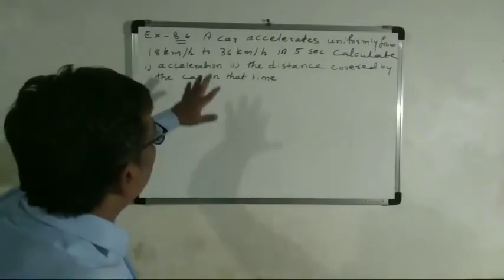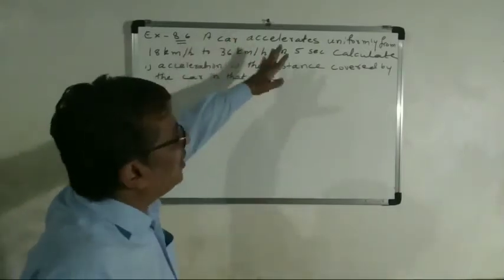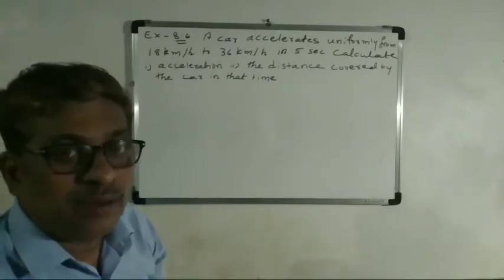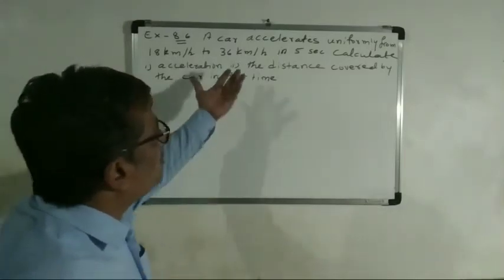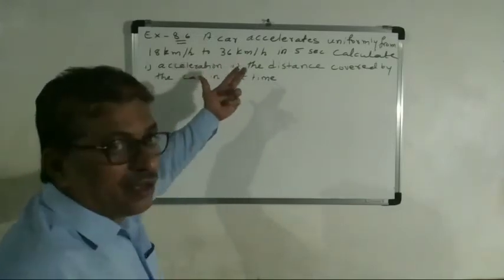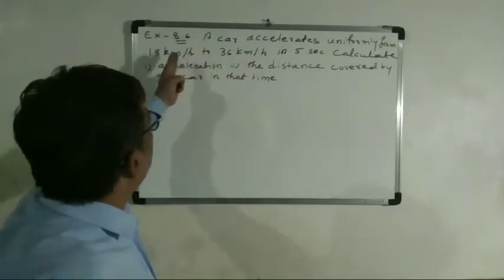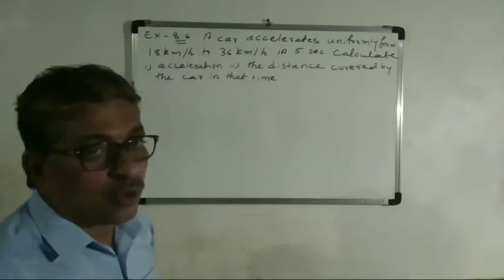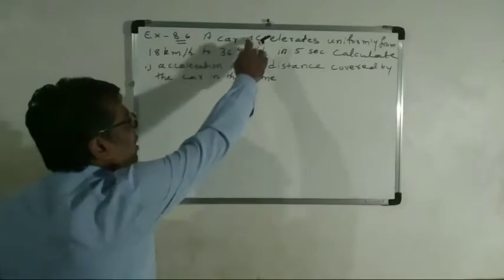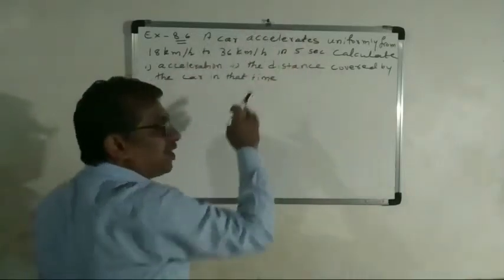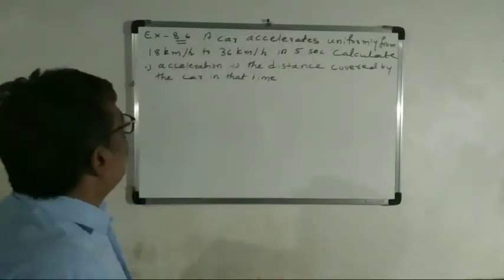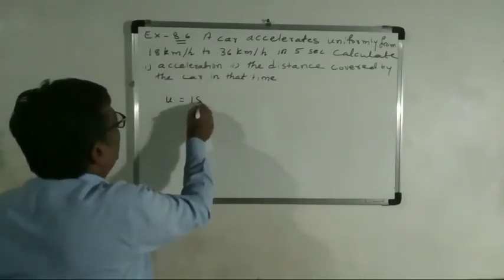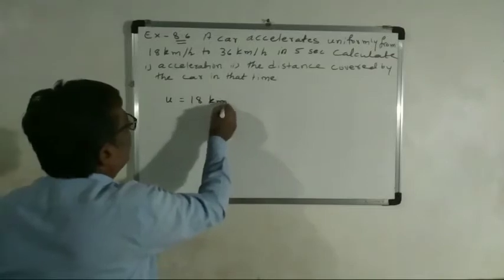Okay, dear students, here you see that a car accelerates. Here it is not given that it starts from rest or standing, so u is not there. Initial velocity is given directly as 18 kilometer per hour. So u is equal to 18 kilometer per hour, because here there is no rest or standing.